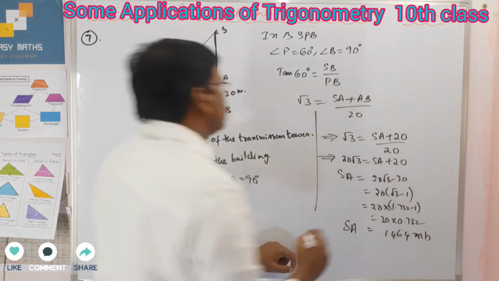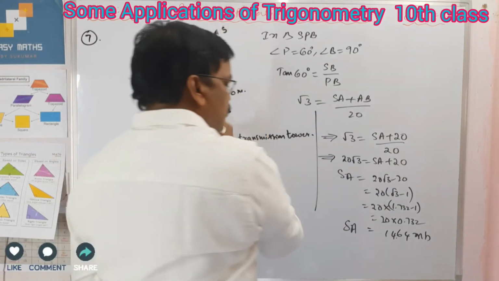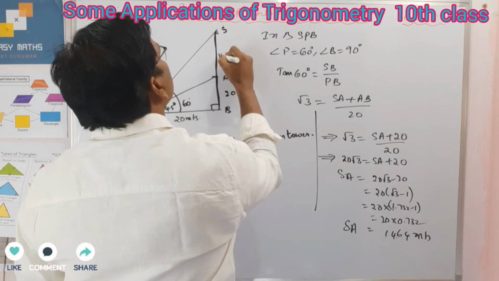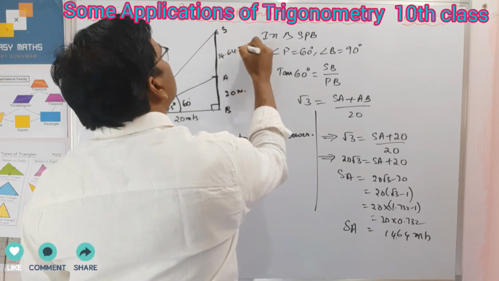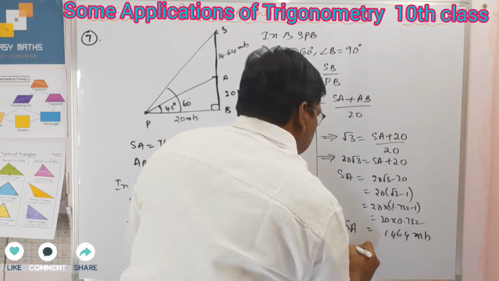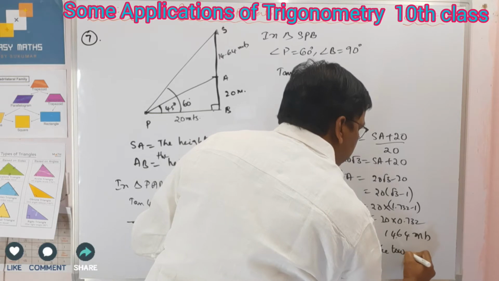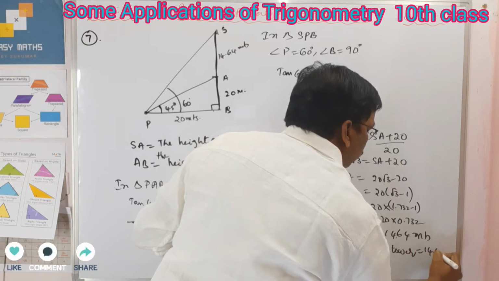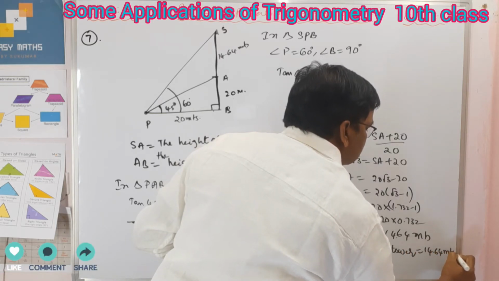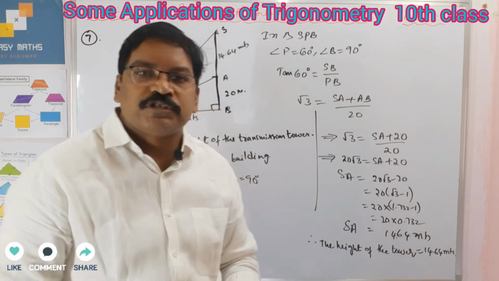So SA is equal to, that means the height of the tower, this tower is equal to 14.64 meters. Therefore, the height of the tower is equal to 14.64 meters. Right. The height of the tower is equal to 14.64 meters.